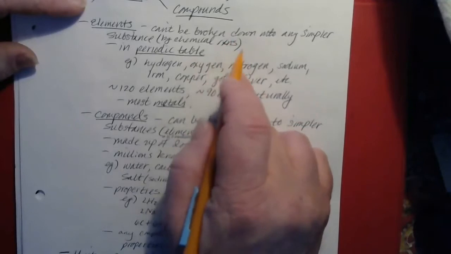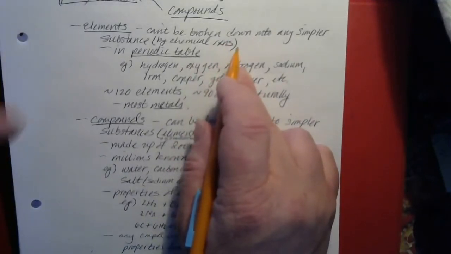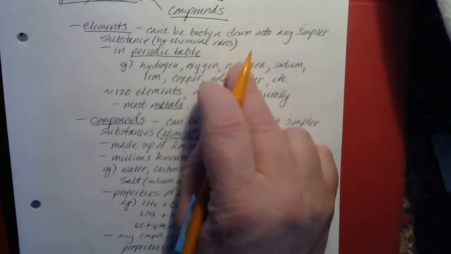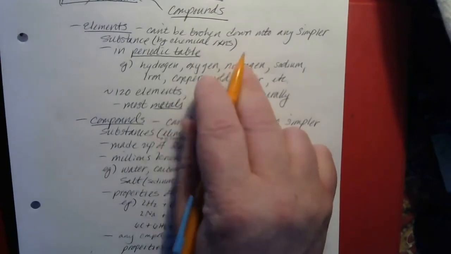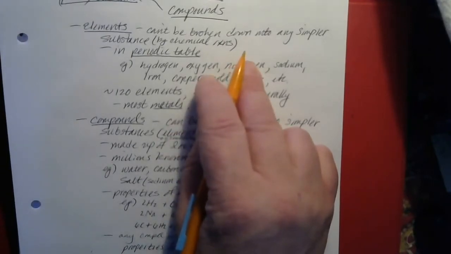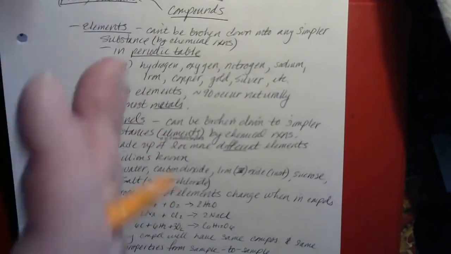Actually, if you do break elements down into something simpler and smaller, what you get would be subatomic particles like protons and neutrons and electrons. And subatomic particles are exactly the same no matter what element they come from. If you take an electron from hydrogen and an electron from lead, you would not be able to tell the difference between them. So the smallest unit of a substance that has unique properties would be an element.